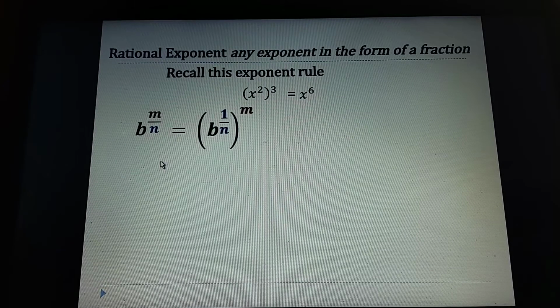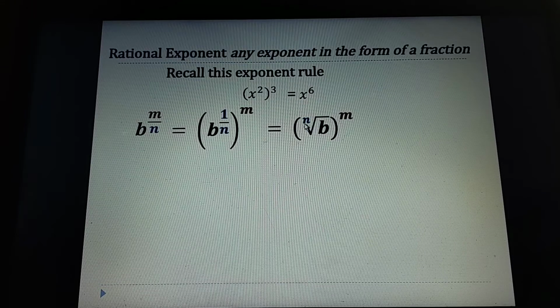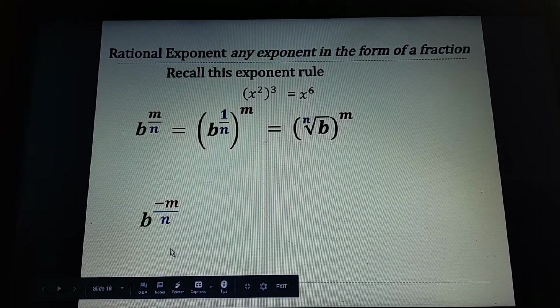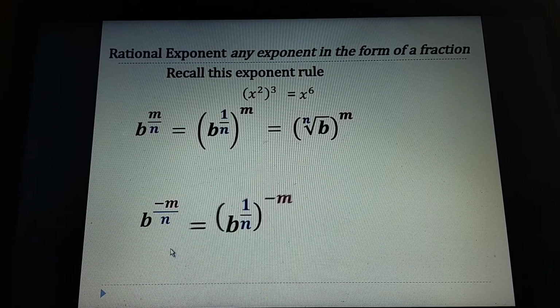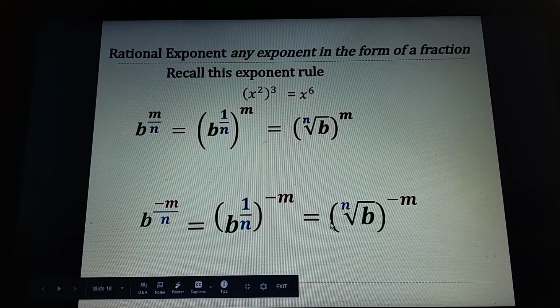That means I can rewrite it this way, because if I multiply 1 over n times m, I get m over n. So it's making use of this rule. What happens is I take this and rewrite it so that the n is my index. So my index, my base, and this top number is my power. It works the same way if you have a negative exponent, which you will run into. My n is my index, my b is my radicand, and the negative m is my power.